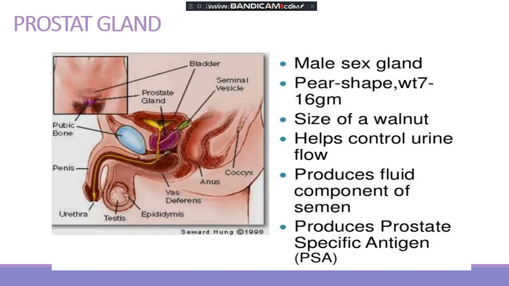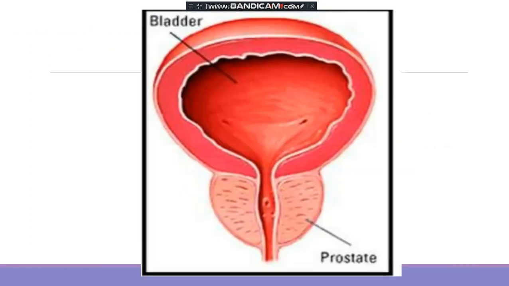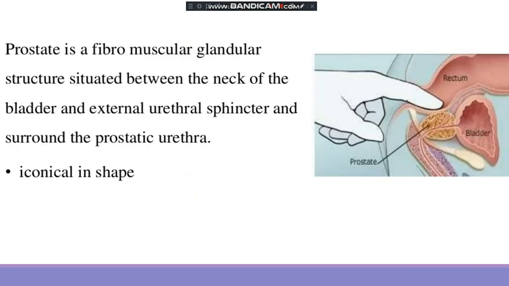Something basics about the prostate gland. It is a male sex gland, pear shaped, with the size of a walnut. It helps to control the urine flow, produces the fluid component of semen, and produces prostate specific antigen, PSA. You may have heard this word PSA, and we will be detailing it. This is a picture showing the bladder, urethra, and where the prostate is located.